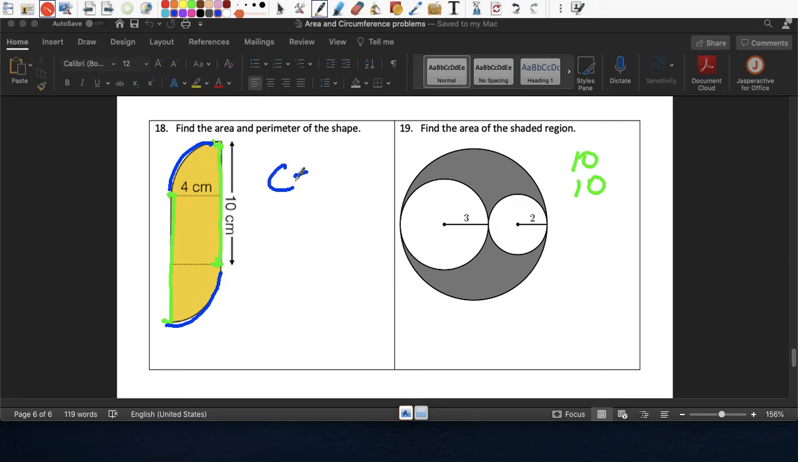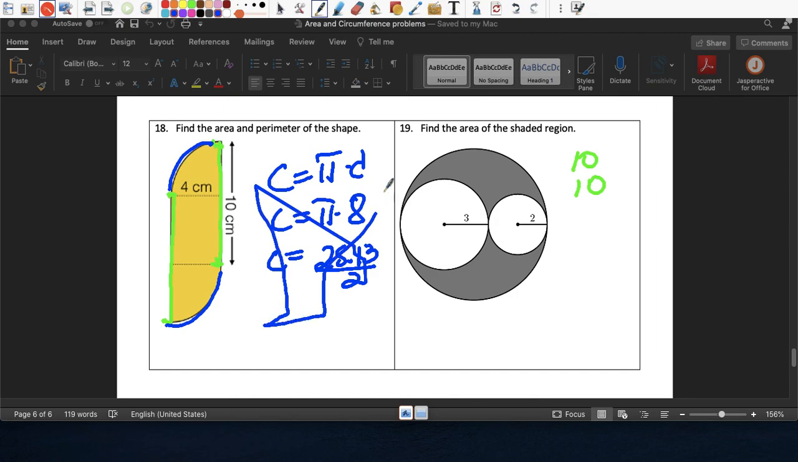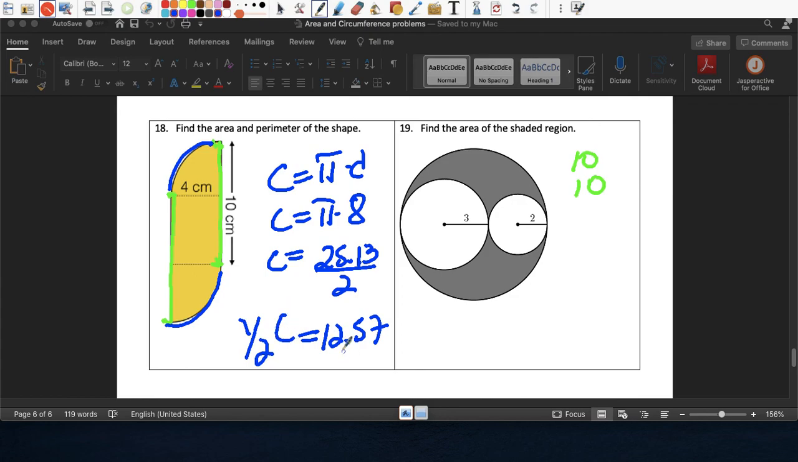So C equals pi d. C equals pi, and the radius is 4, so the diameter is 8. 8 times pi is 25.13, but we're interested in half of that. I divide 25.13 by 2, and that's going to be 12.57. So the circumference of half of a circle is 12.57.